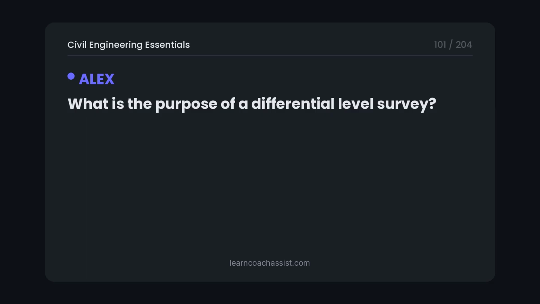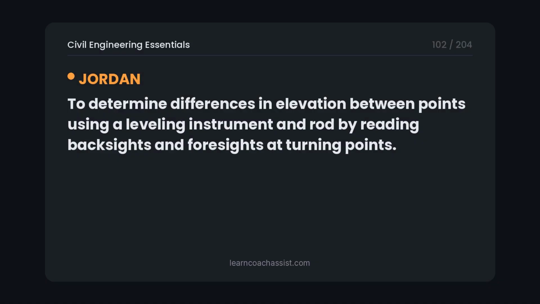What is the purpose of a differential level survey? To determine differences in elevation between points using a leveling instrument and rod by reading backsights and foresights at turning points.